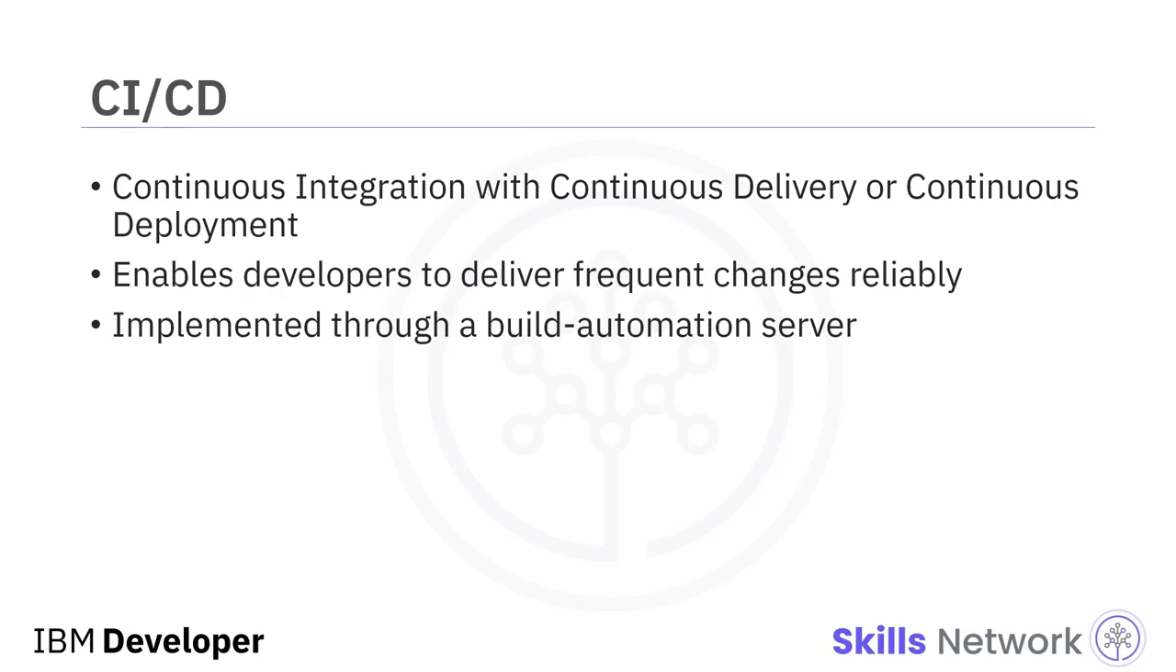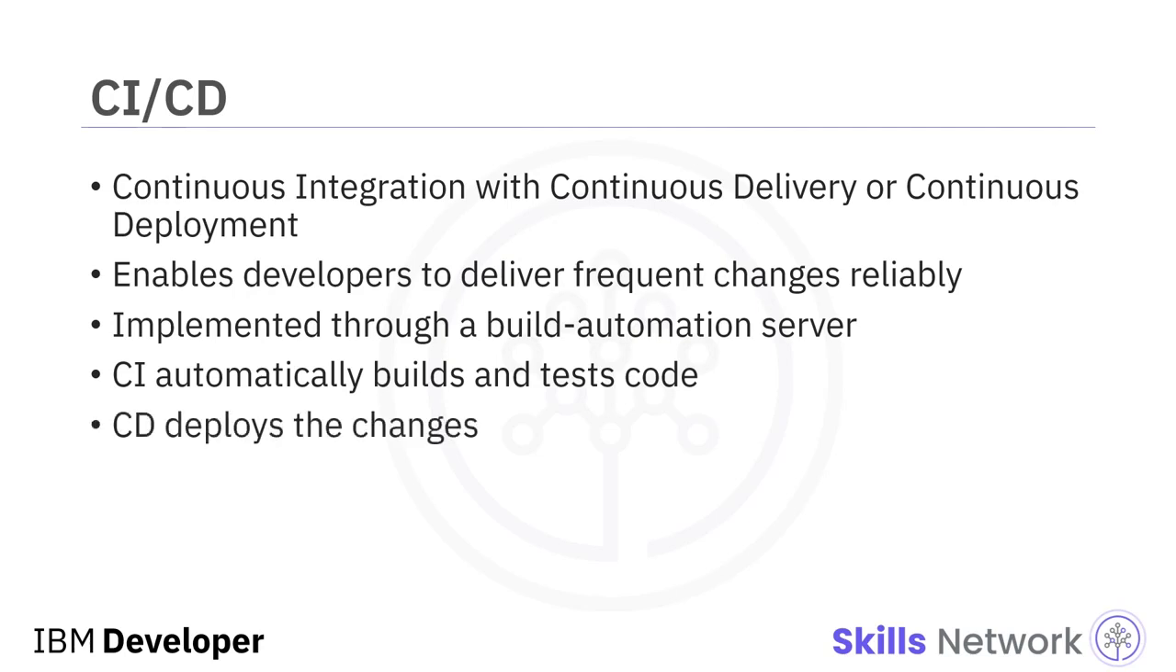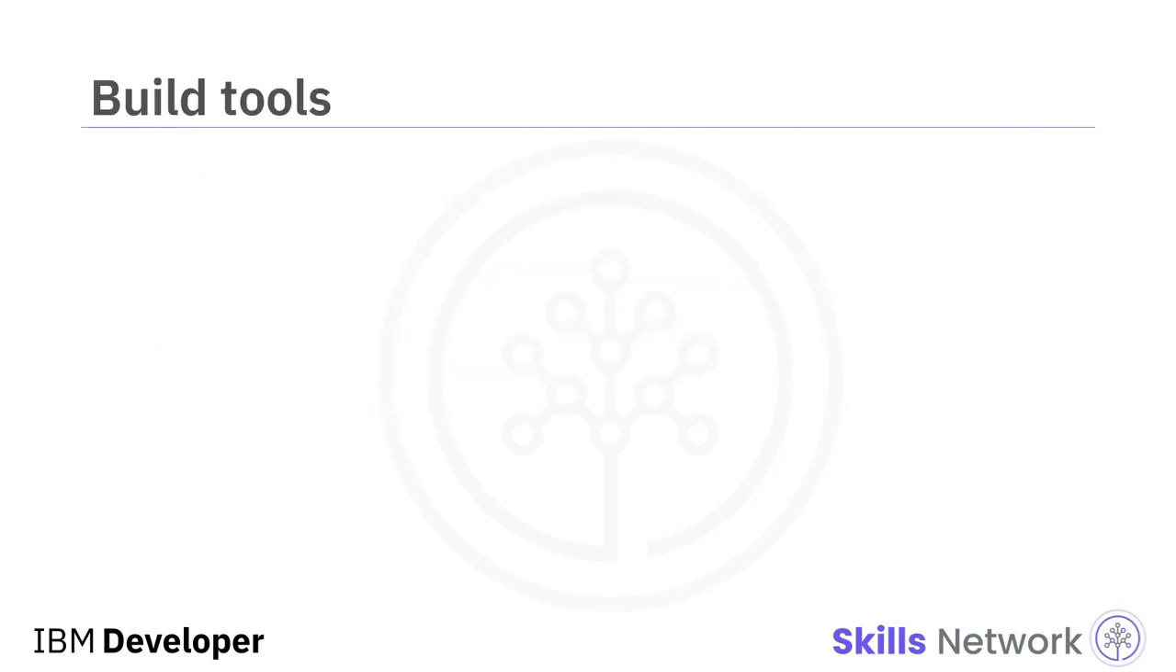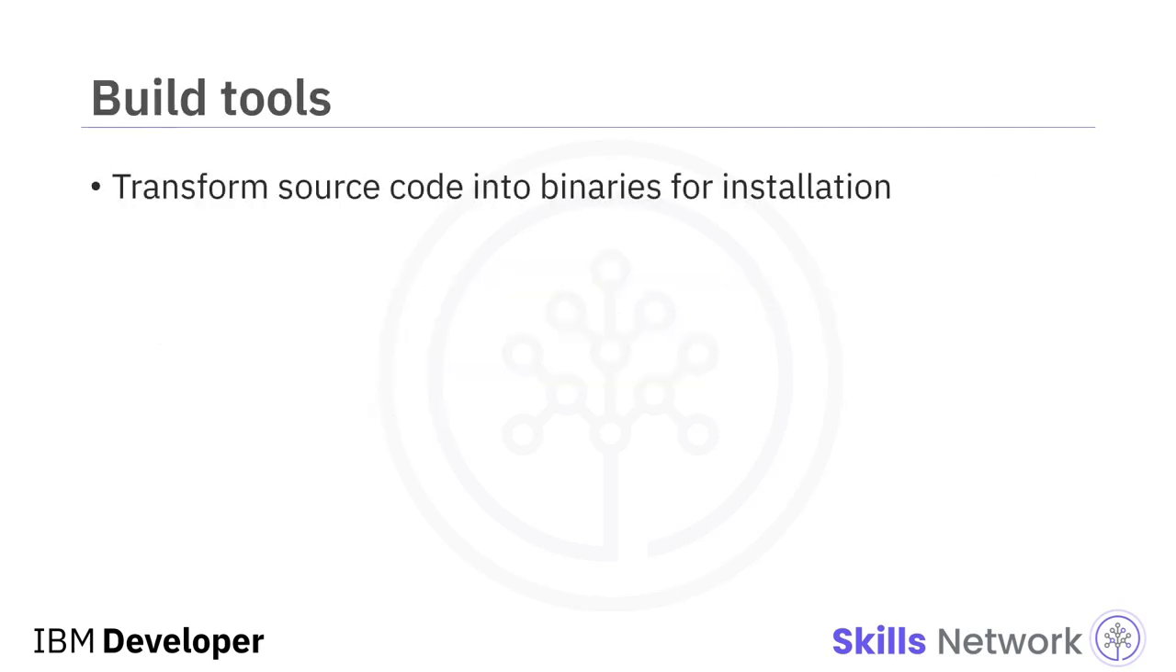Continuous delivery, or CD, begins where CI ends. The CI process automatically builds and tests your code, then CD deploys all code changes in a build to a testing or staging environment. A build tool transforms your source code into the binaries needed for installation. Build tools organize your source code, set compile flags, and manage dependencies.